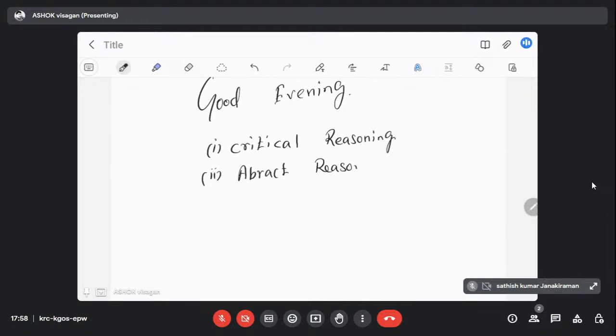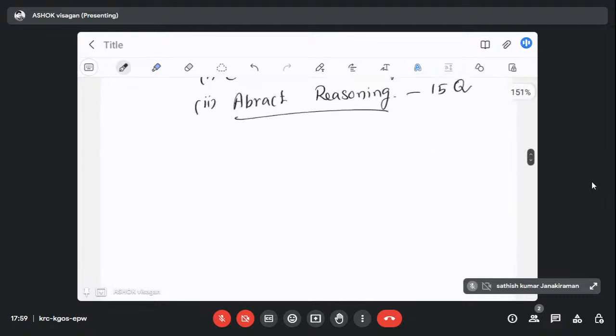In this abstract reasoning, you'll be getting a total of 15 questions. This abstract reasoning is the second part. The first one is critical reasoning, and the third one is verbal reasoning. I will list out all the topics in abstract reasoning, and one by one I will explain how to approach the problems in each topic. If you take abstract reasoning, the first one is coding and decoding.